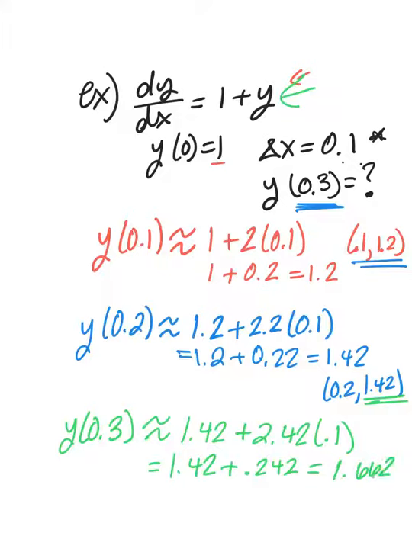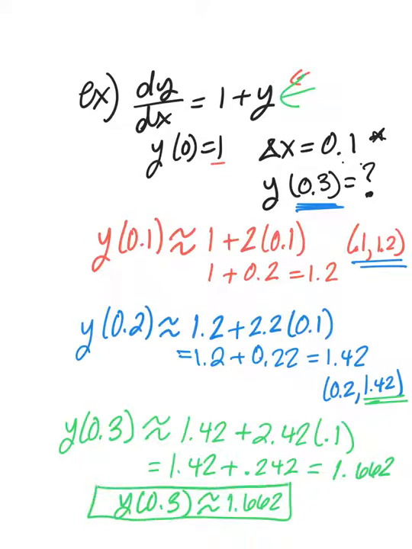1.662. So that is now my final answer, where I can say, okay, y of 0.3 is approximately 1.662. Or when x is 0.3, my y is approximately 1.662. There you go.